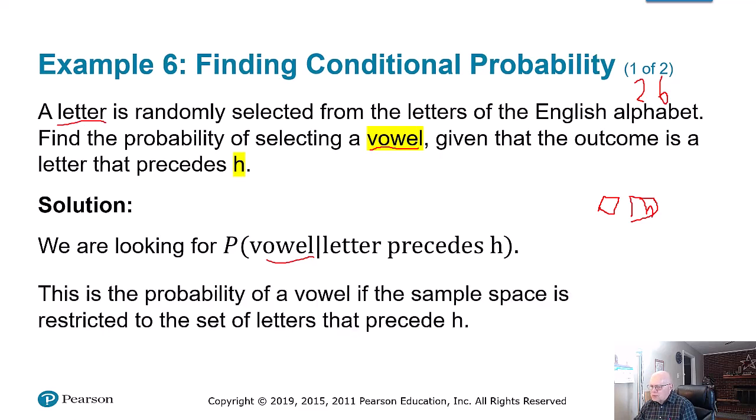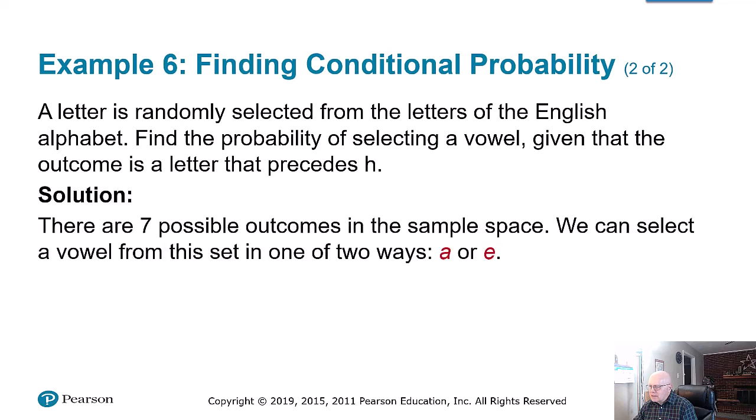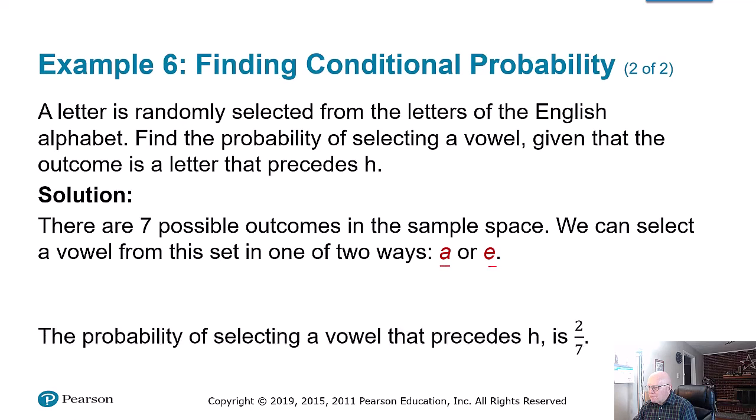Well, the sample space is restricted to the set of letters that precede H. So it's A through G. If it precedes H in the alphabet, there's 7 possible outcomes. And these are the 2 possible vowels. You had 7 possible outcomes, so there's your conditional probability.